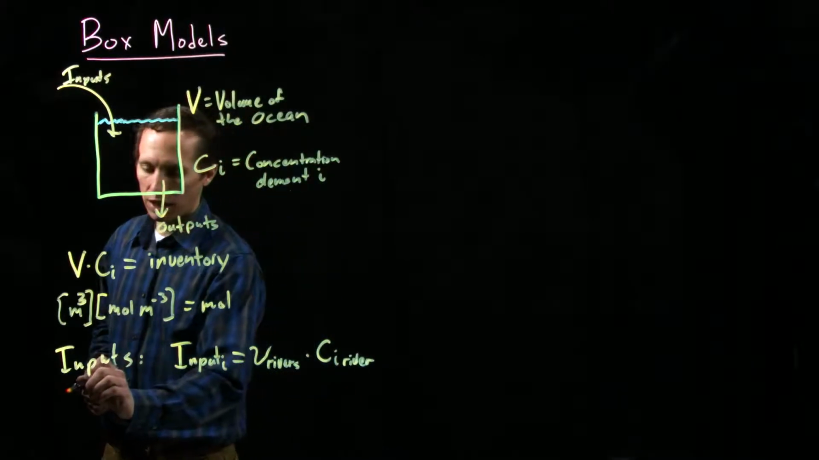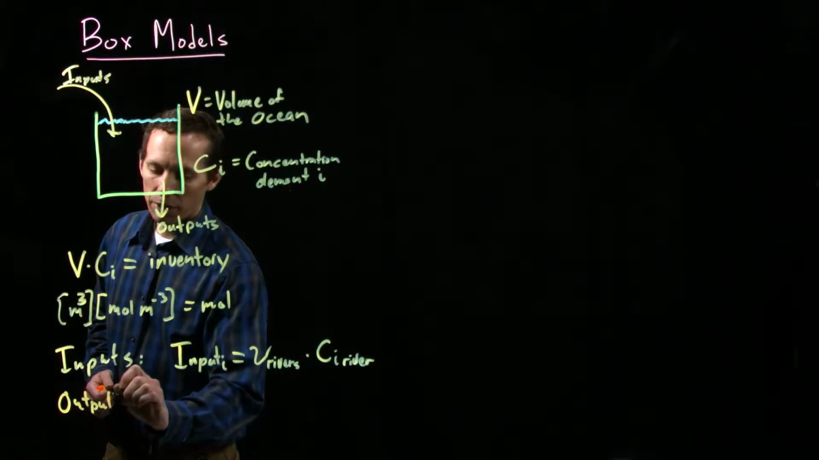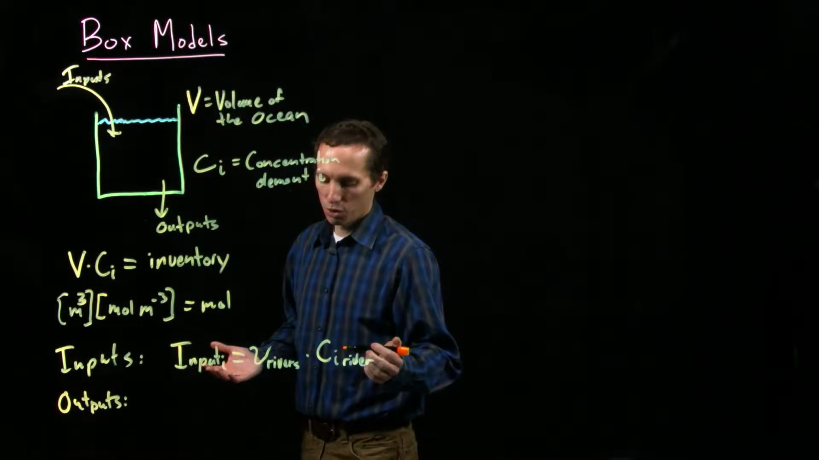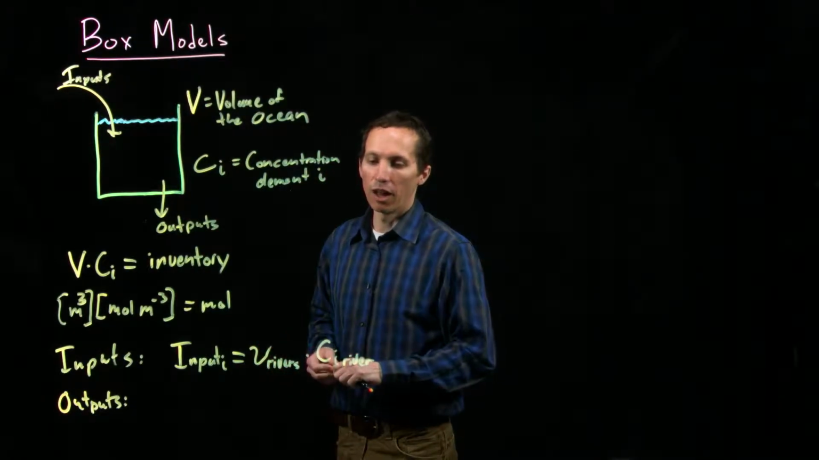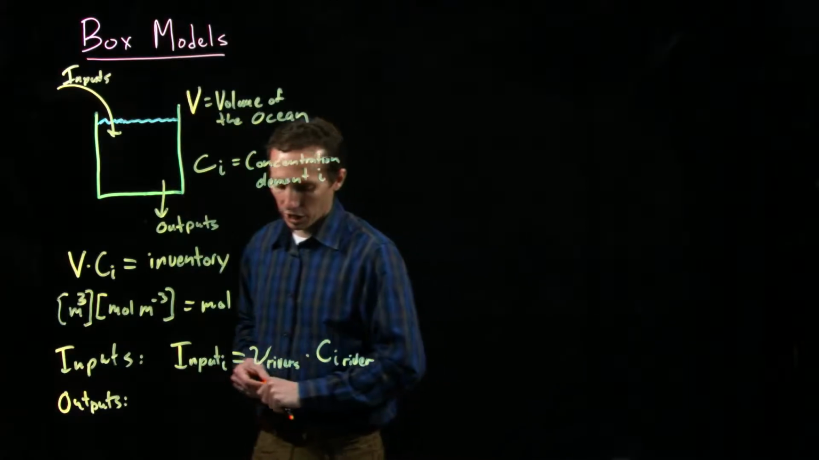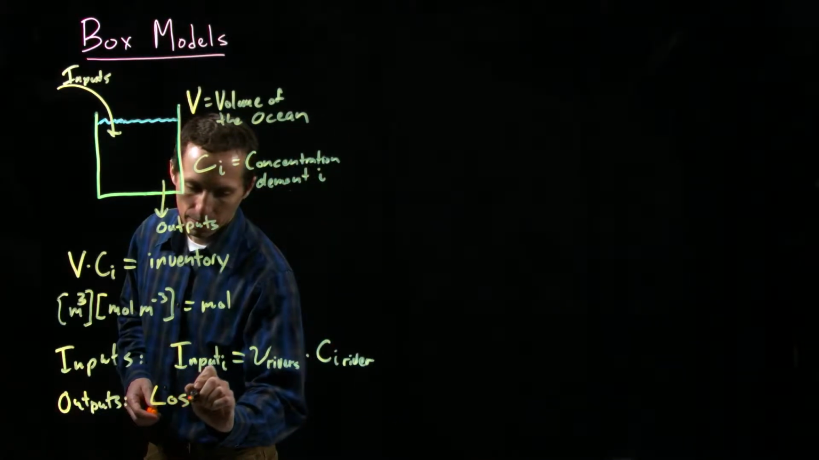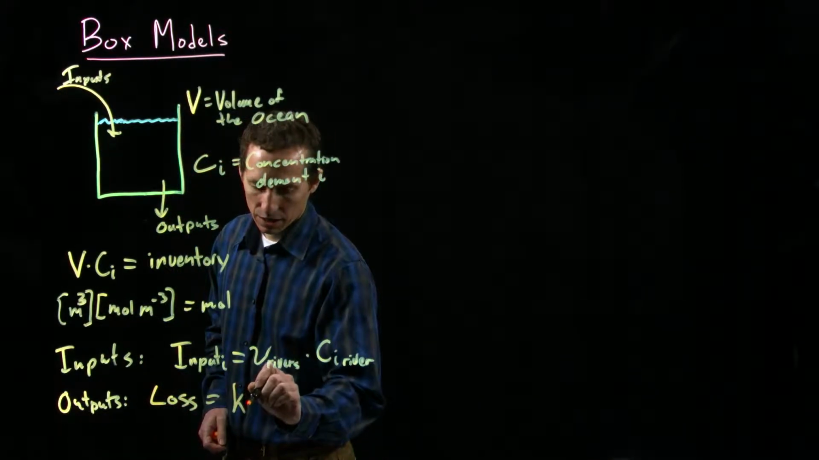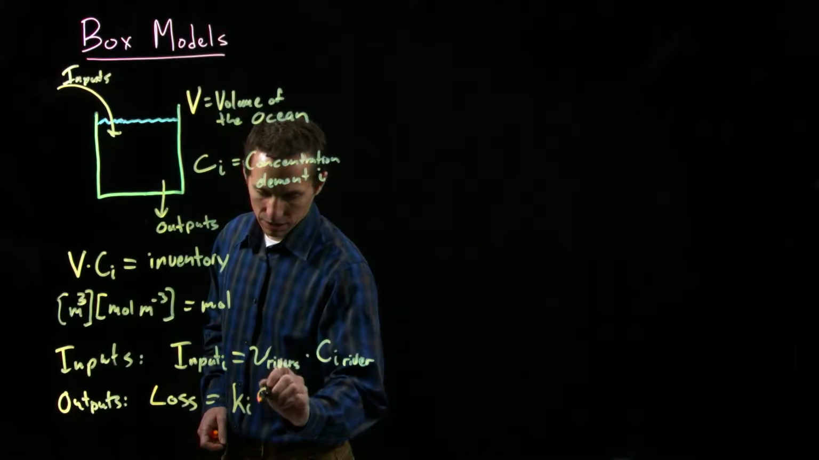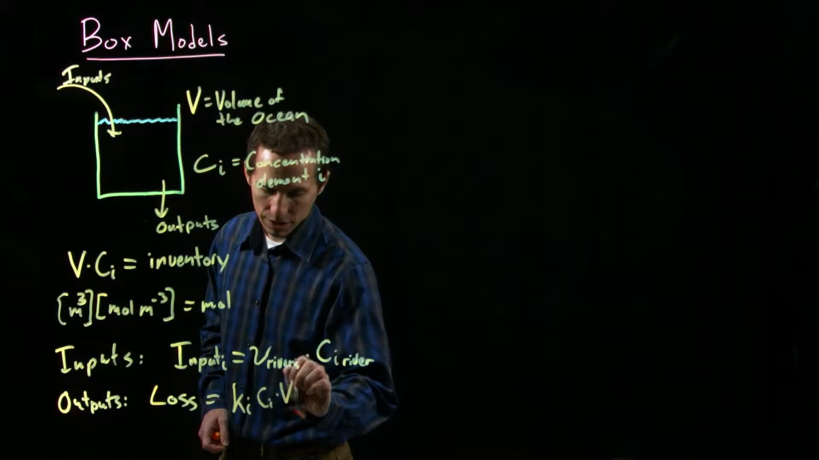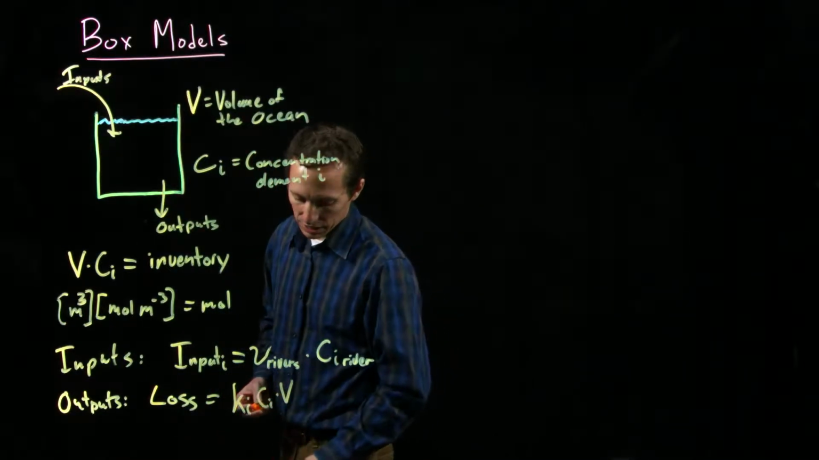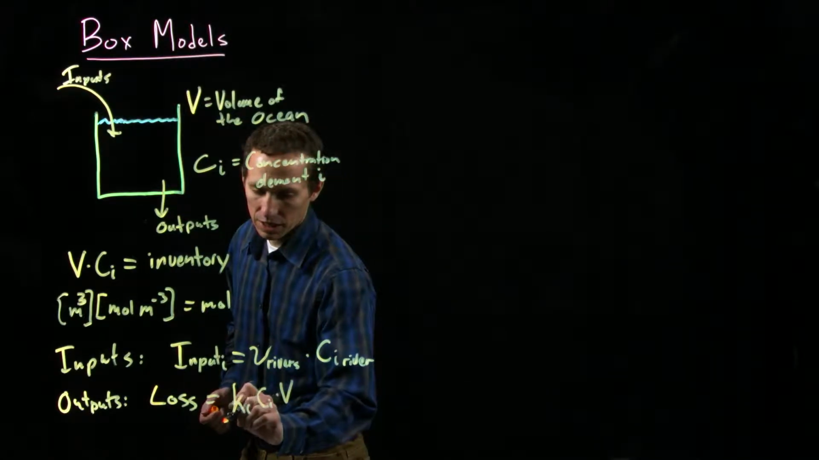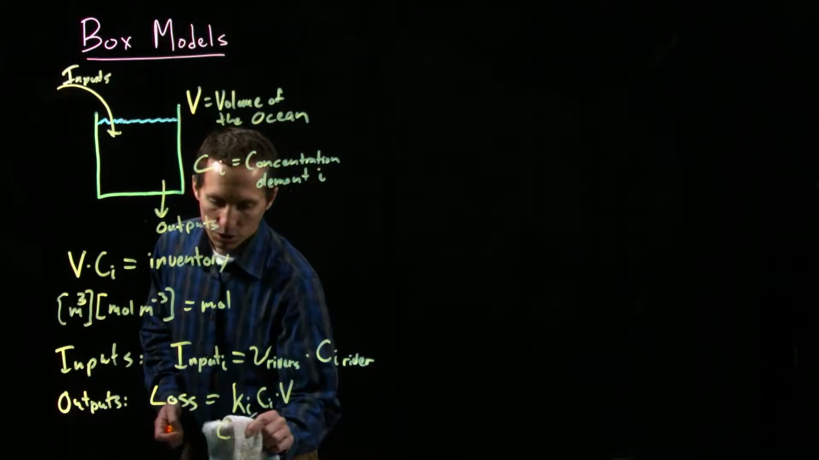Similarly, we might consider outputs, and we can model the outputs in many cases as proportional to the concentration of the element in the ocean itself. So the loss is equal to, for example, K times Ci times V. And so K is essentially a proportional loss rate, and this can be in units of per year.